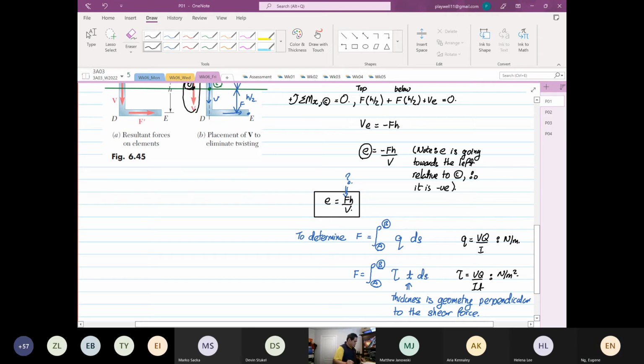Okay, so that's it for the theory. Why is that it? Because I already taught you how to determine the shear flow. Determining the shear flow is very similar to the shear force. So now we are going to look at example number 1.